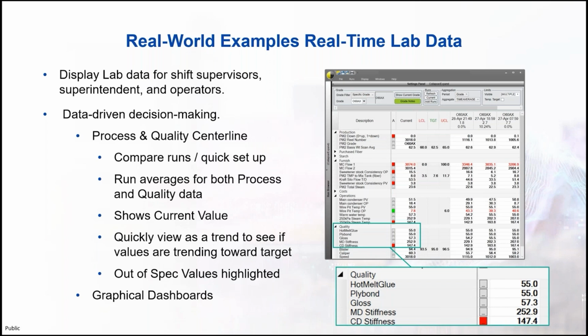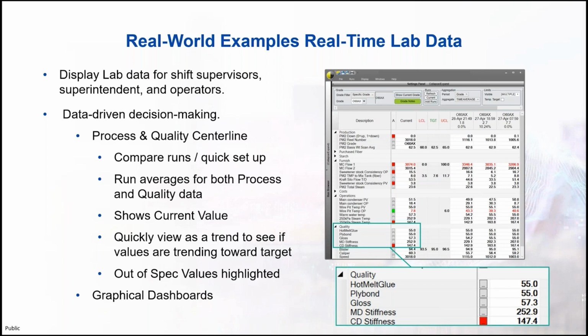Operators are the ones running the machine. So creating a center line with process and quality variables not only helps them see how they set up the process a previous time, but also how the product quality has reacted to those values. If you have a great run and want to match the values, you can even save a run and pull it back the next time the grade is being made. And we like to call those golden runs. So save the perfect run and then use it again.